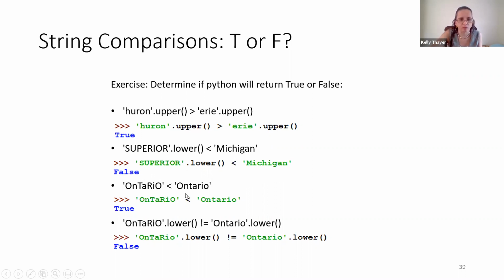Here we have an interesting comparison where we have some things in camel case, that is, they're mixed. The first position that differs between them is the capital T and the lowercase t. So this reads capital T comes before lowercase t, which is a true statement because all capitals come before lowercase. Here is another one. We're going to convert the Ontario camel case to Ontario lowercase and ask whether that is not equal to Ontario.lower, and that will be a false statement.